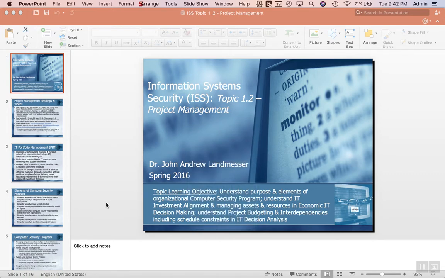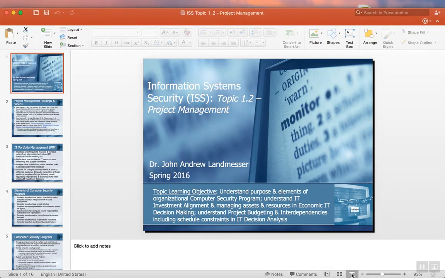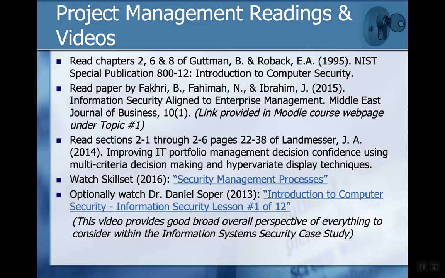Okay, so this is topic two of information system security. We're going to be talking about project management. The readings associated with this are chapters 2, 6, and 8 from the NIST special publication 800-12, which I copied out to the Moodle site. There's also a couple other things to take a look at.